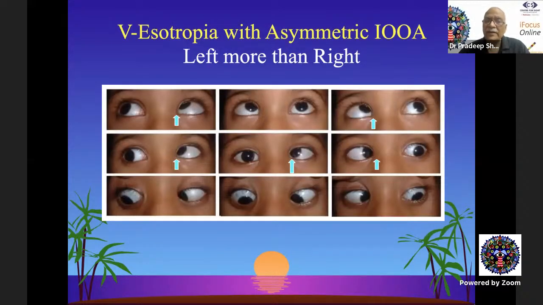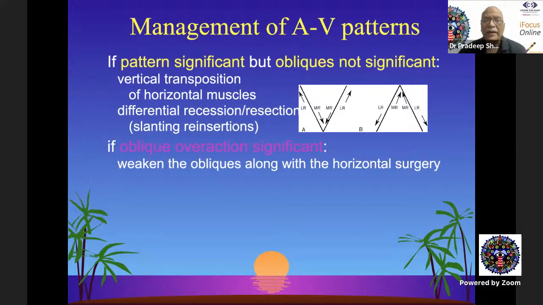Similarly, you may have asymmetric over elevation in the two eyes. Here you can see the left is much more over elevating, or inferior oblique overaction is much more in the left eye compared to the right eye. So if we make this observation and confirm it, we would take this into account in our planning and execution, doing more inferior oblique weakening surgery in the left eye compared to the right eye. So in the management of A and V patterns, we would take this into account.